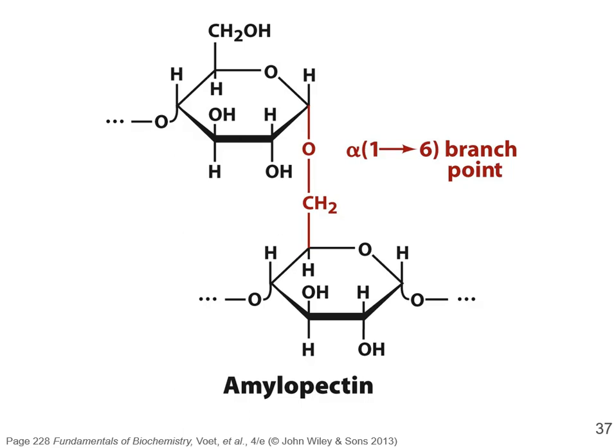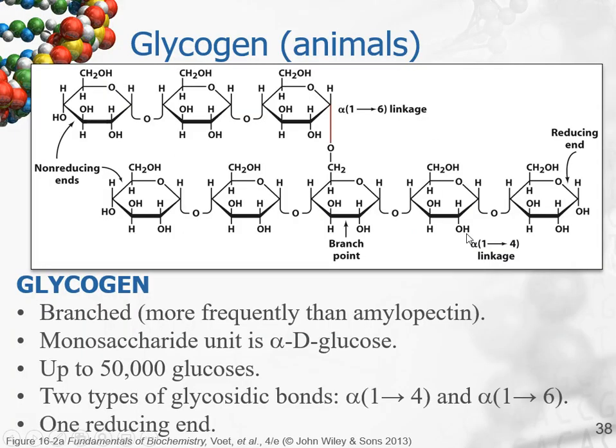So here's an up-close structure of the alpha 1,6 branch point. So again, you have the OH, which is an alpha glucose. The OH is below the plane of the ring, so it's alpha, and you form a glycosidic bond with a CH2OH, a carbon number 6, and that gets you the branch points. So that was starch. It's a mixture of amylose and amylopectin in plants.